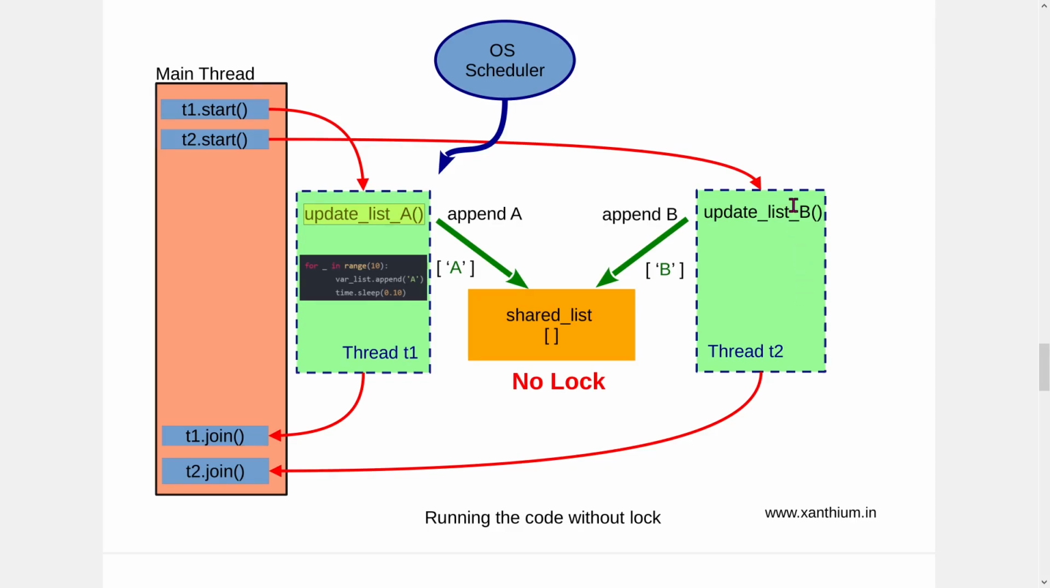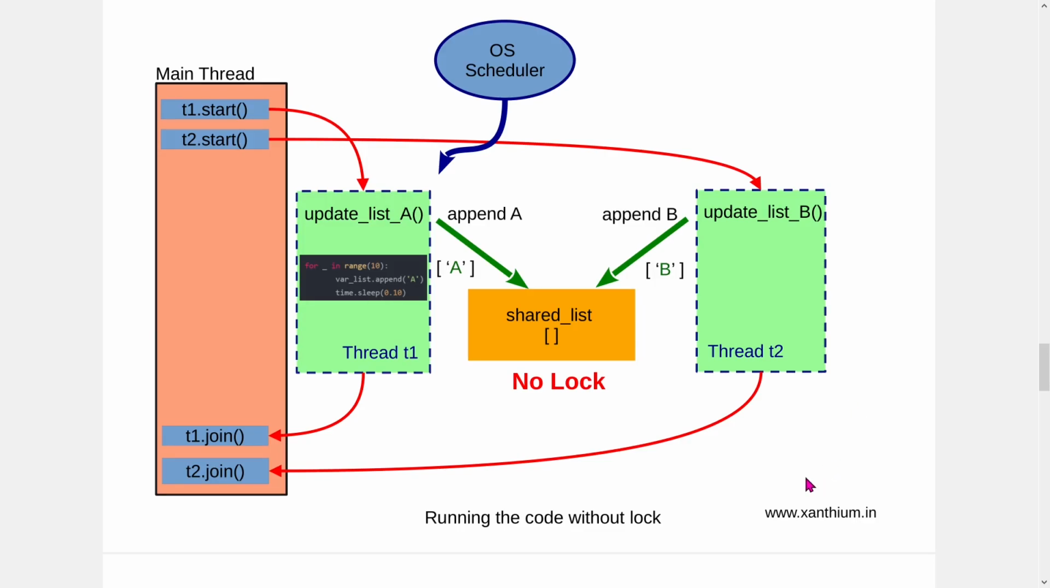So the thread T2 also has a similar for loop, and it will append the letter B to the shared list. After that, it will go to sleep. Then the operating system scheduler will change it back to any other thread that is ready. Usually it will be A, or usually it will be B, because sometimes it is not available, or it depends upon the scheduling algorithm of the operating system. So this is how a shared list is working without any lock.